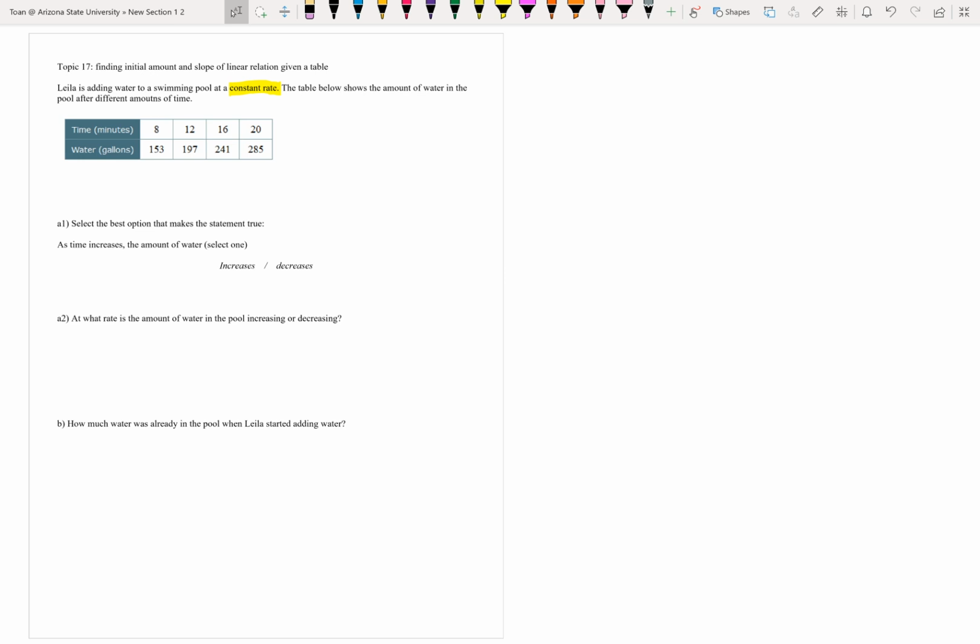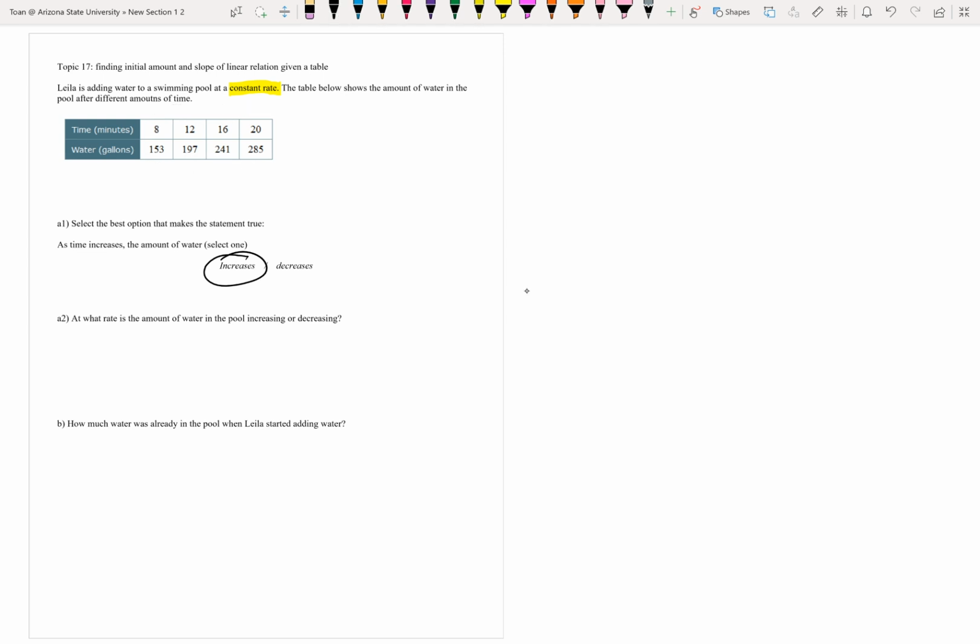So looking at the table, can we see that time increases going to the right? For instance, if I start here, going rightwards, it goes from 8 to 12. That's increasing. Going rightwards, that's 12 to 16. That's increasing. So time is increasing going to the right, so I have to ask myself, what's going on with the water as I move to the right? So 153 to 197, that's increasing. 197 to 241, that's increasing. So clearly, that is the right selection. As time increases, the amount of water increases as well. That's the true statement.